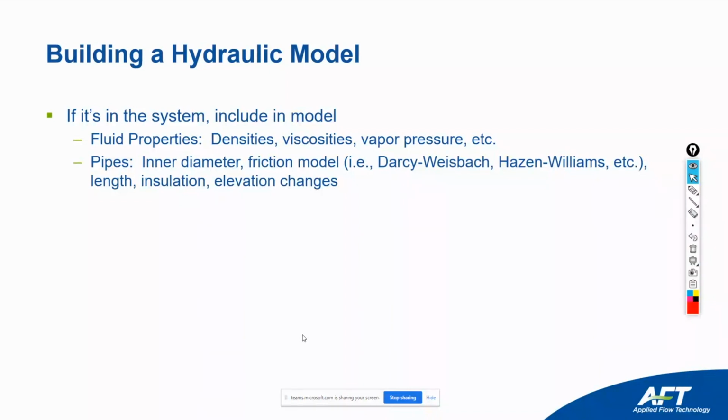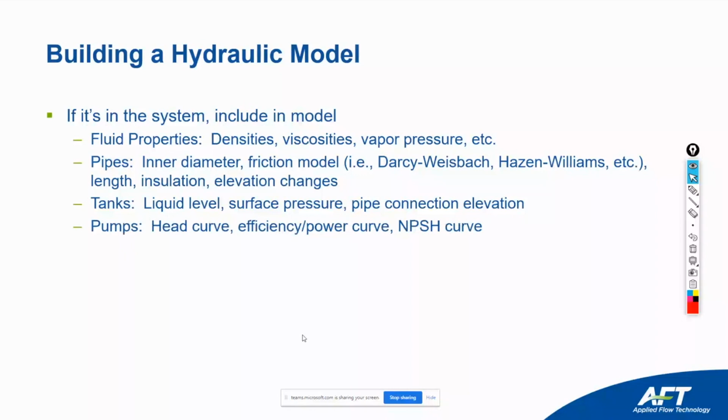analysis. Friction models can be different. Insulation and elevation changes, all of those things need to be captured for your piping. Your boundary conditions for tanks and liquid levels, pumps with your head curves, efficiency, your power curves. NPSH is really important to pay attention to. If you have less NPSH available than that which is required by your pumps, then you're going to be cavitating your pump. Definitely a situation you want to be sure to avoid.